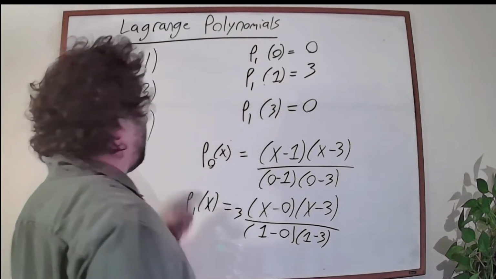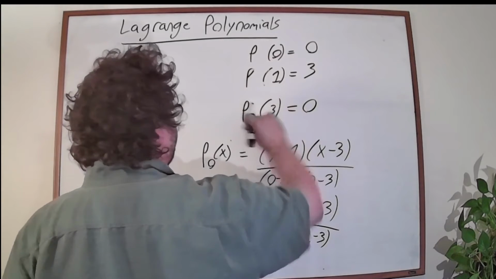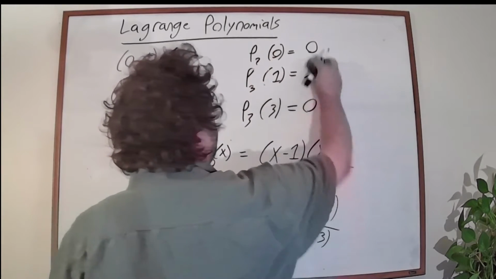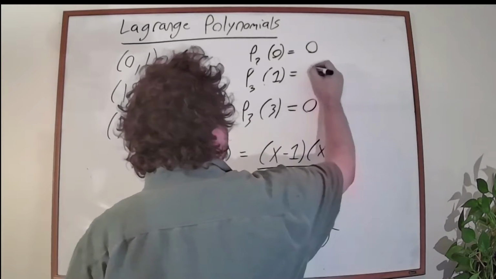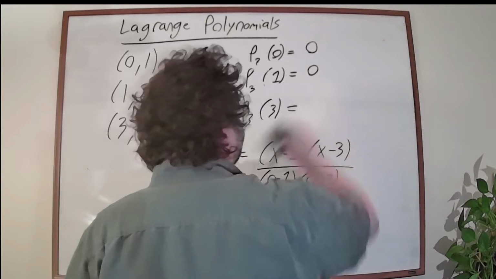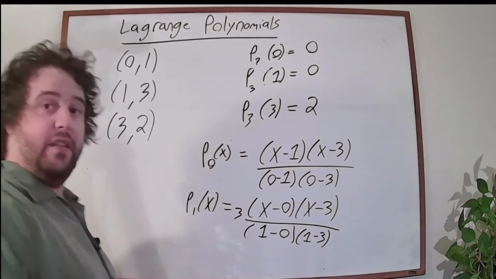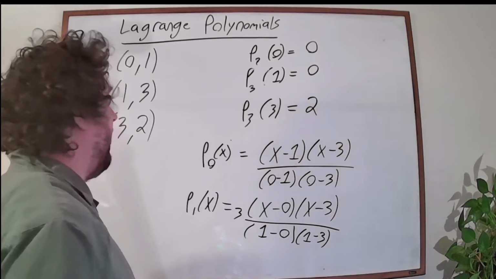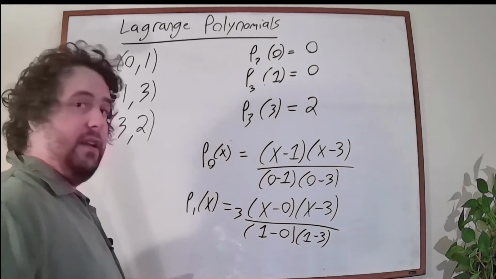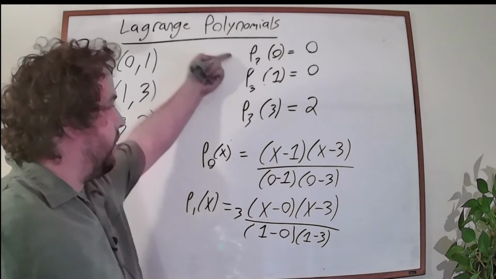And then finally, we want a P3, which is going to be 0 at 0 and 1 and correctly handles 3. And the pattern is exactly the same. You can do exactly the same sort of thing that we did here to find a formula that works out to this.